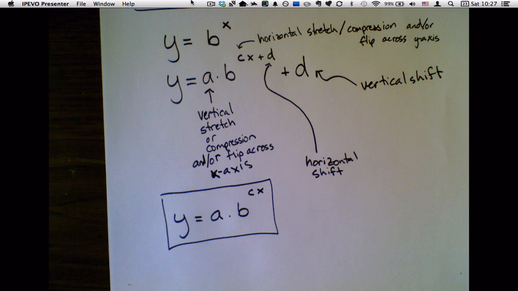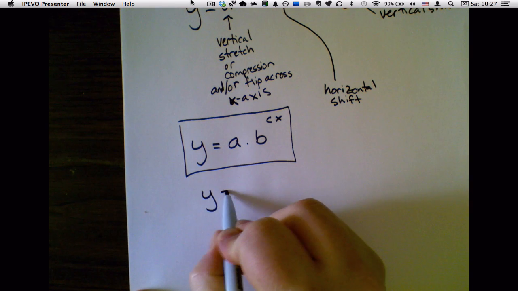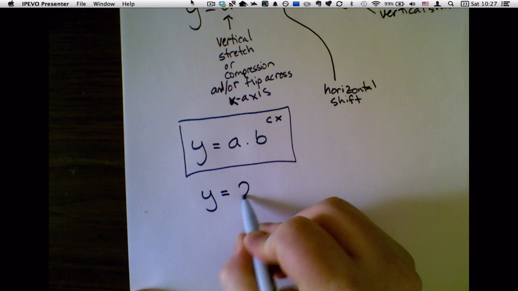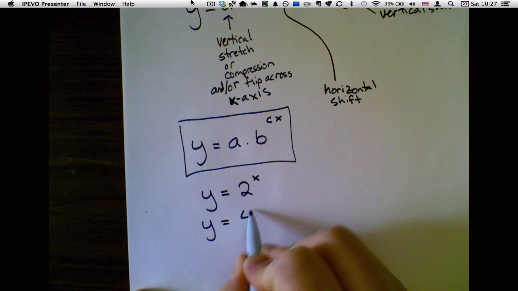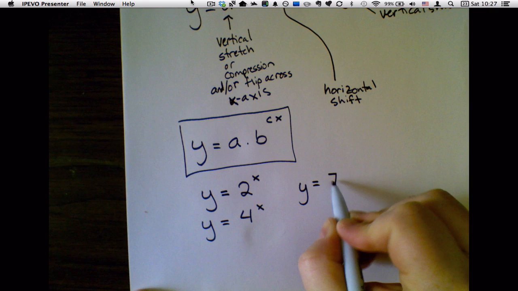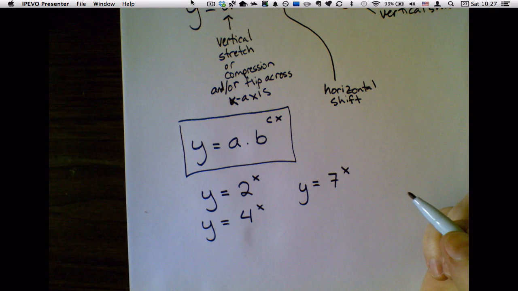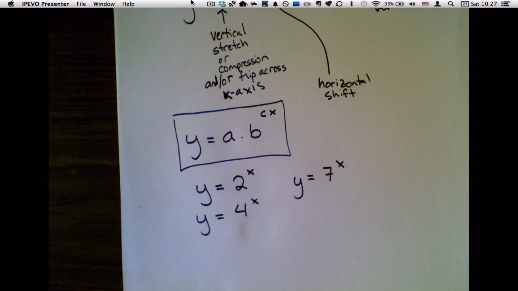All right, let's talk briefly about some exponential functions. A really basic one would be y equals 2 to the x. Another one would be y equals 4 to the x, or y equals 7 to the x. And these all have some things in common, so let's look over at desmos.com and graph some of these.